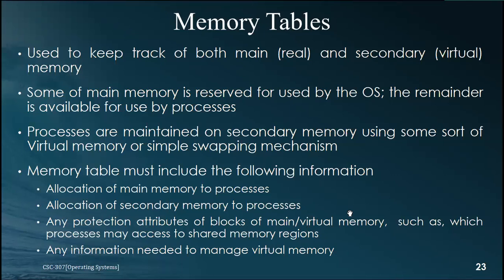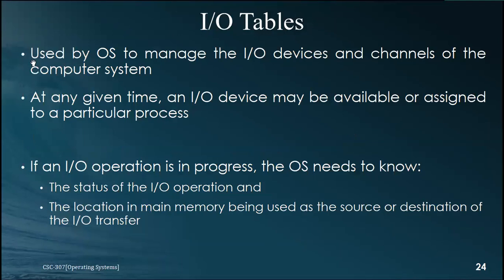So these are the different types of memory table. And then we have the IO table. As you can see from the name, it stores information related to the IO operation, the status of the IO operation, like what input you should take, from which keyboard or mouse you should take, and so on.